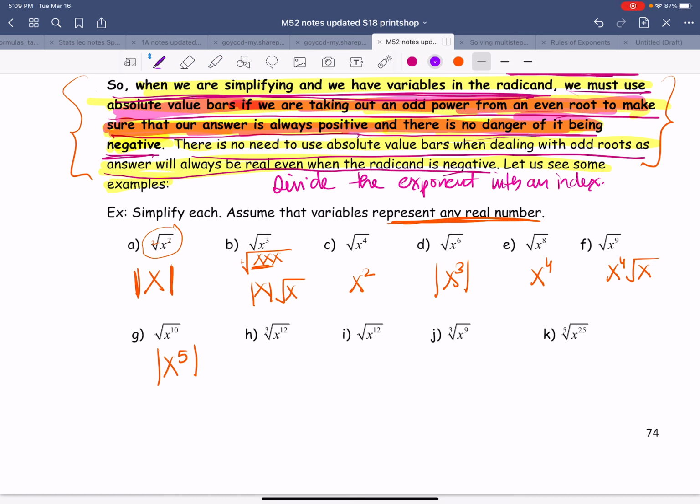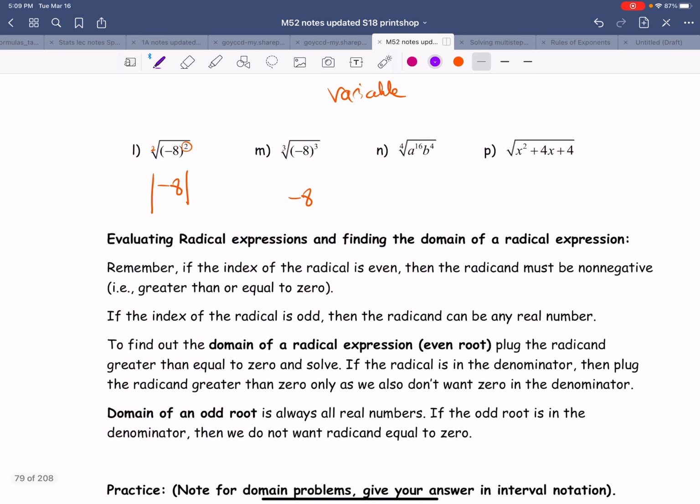Next, we have 12, and it's a cube root. No need to worry about the absolute value bars. When you have a cube root, an odd root, x to the 4th will come out. X to the 6th, no need to put the bars. It's an even power. X to the 3rd, odd root here. X to the 5th, odd root here again. Next, we just talked about this one.